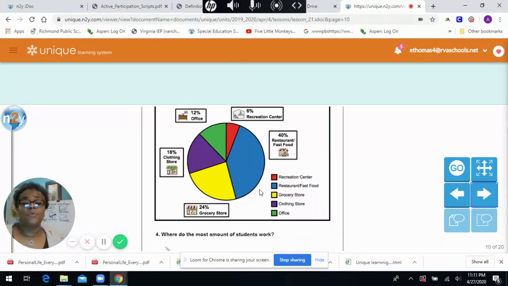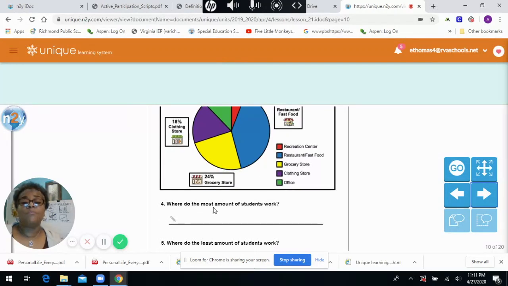And we have some more questions. It says, where do the most amount of students work? In the what? Blue. Restaurant and fast food. Yes. Restaurant slash fast food. Good.